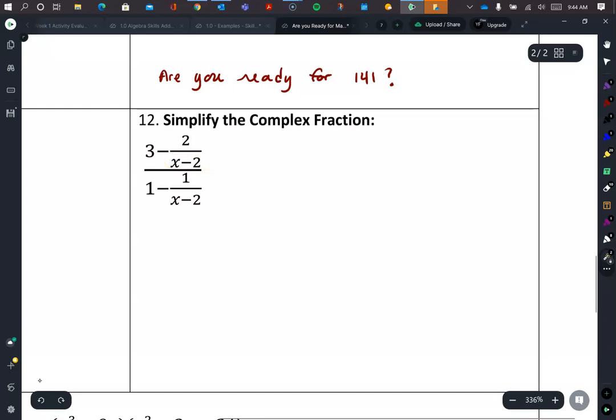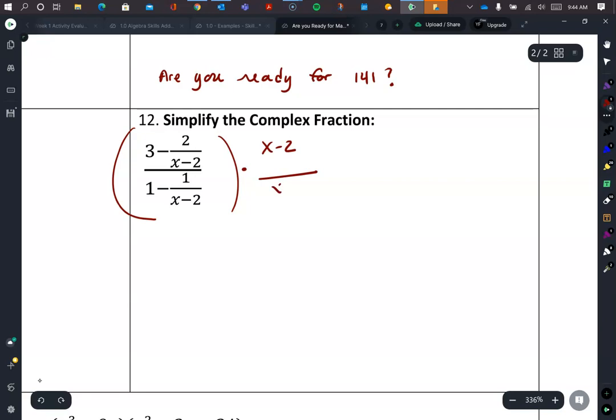And in this case, I have an x minus 2, I have a 1, and an x minus 2. So I'm going to pick x minus 2 as my lowest common denominator. And I'm going to multiply that entire fraction by x minus 2 over x minus 2.